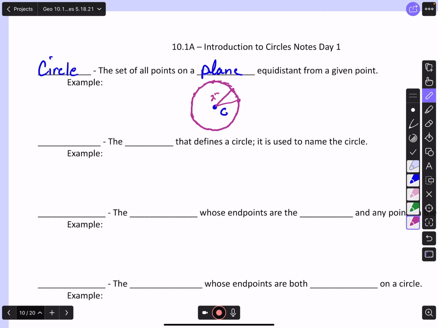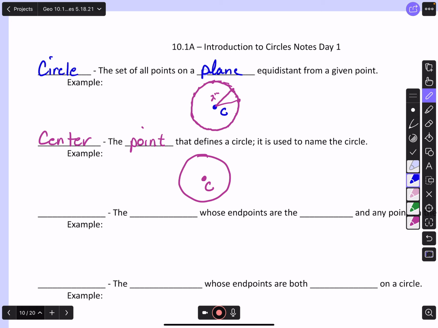Blank, the blank that defines a circle, it is used to name the circle: the center. So we name circles by their center, so it is the point. So here's our circle. There's the point that we're measuring from. And so this would be circle C.